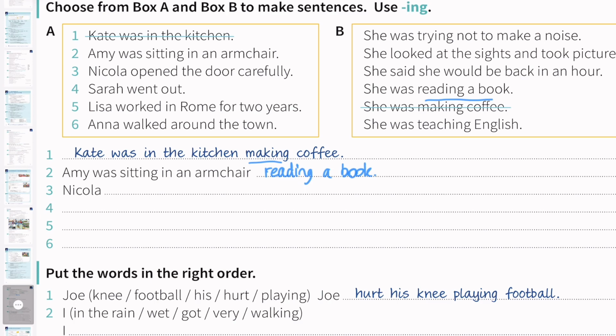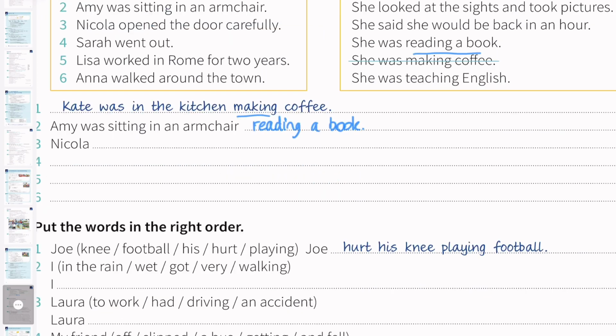And then Nicola opened the door carefully, and then we have to choose which one. We have to choose she was trying not to make a noise, because she opened the door carefully. She doesn't want to make a noise. So we have to choose this one here. So we have Nicola opened the door carefully, trying not to make a noise. This is question number 3.